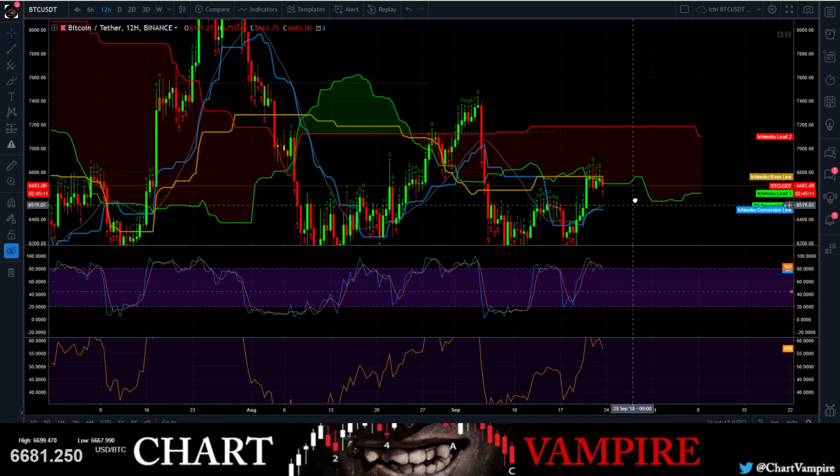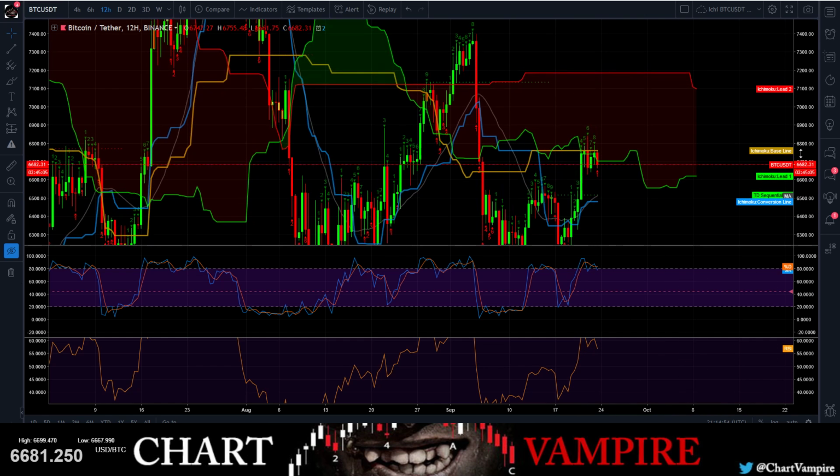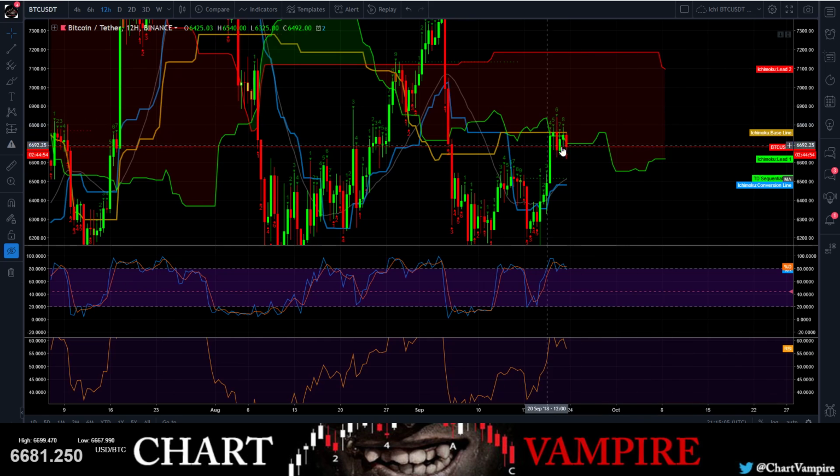Let's take a look at our 12-hour. All right, our 12-hour Kijun just absolutely decimated the bulls, right? This 12-hour Kijun was like the absolute enemy of the bulls. Look at this, bang, bang, bang, bang, bang, it just destroyed the bulls trying to get up and over this Kijun. It's moving absolutely linear.